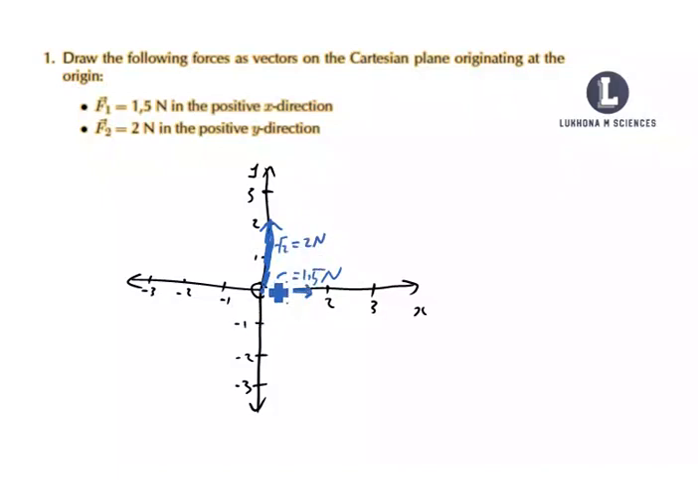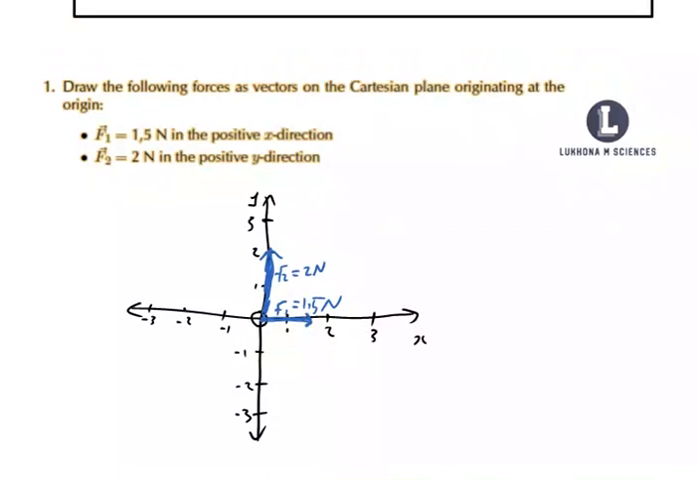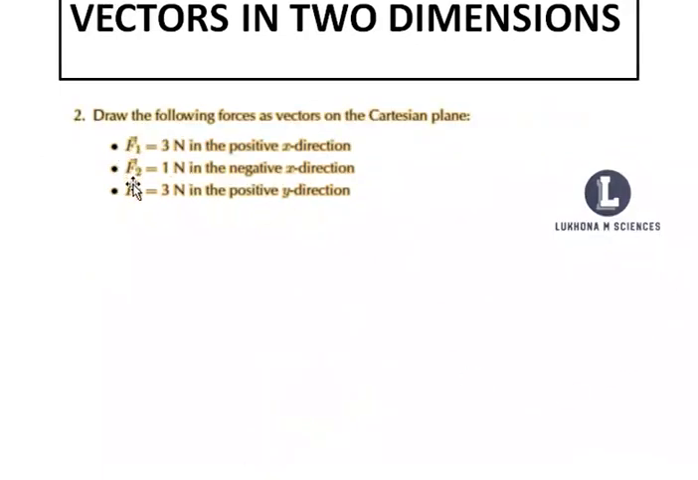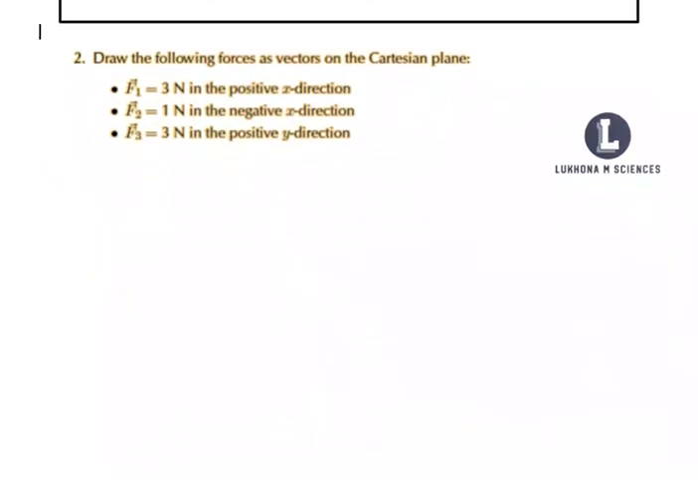If you can see here, we have two forces, x and y. This is horizontal, this is vertical. There are two forces, which means these are the vectors in 2 dimensions. Okay, these are the forces, vectors in 2 dimensions. Now let's go to the second example. We have 3 forces that we need to draw.